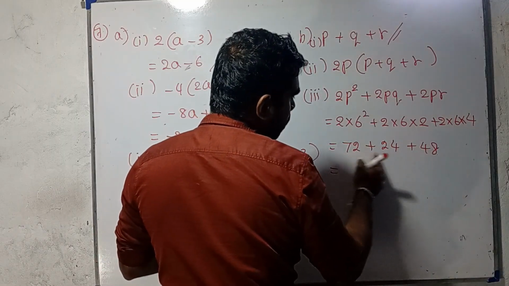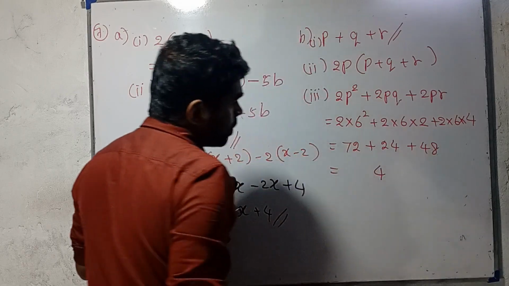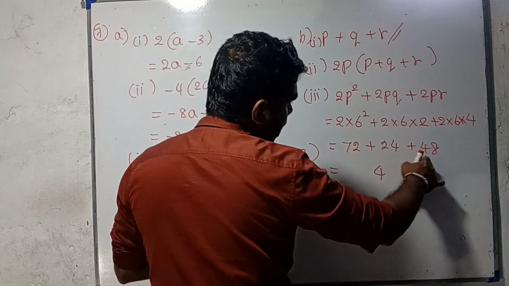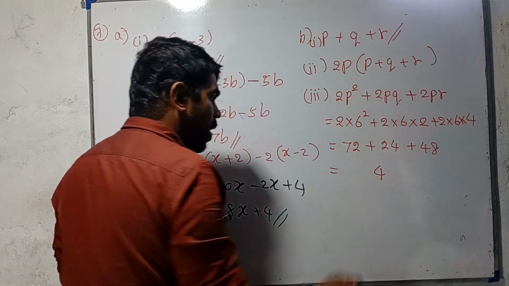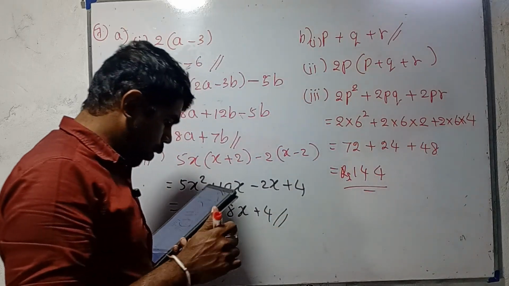Then we can add. 2 plus 6, 4 plus 6... 72 plus 24 plus 48 gives 144. 144 rupees is the total cost.